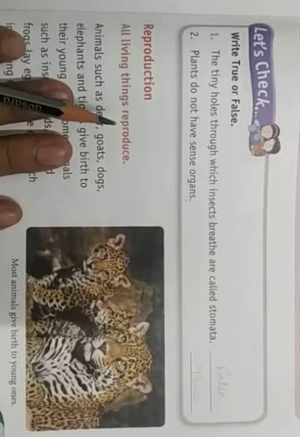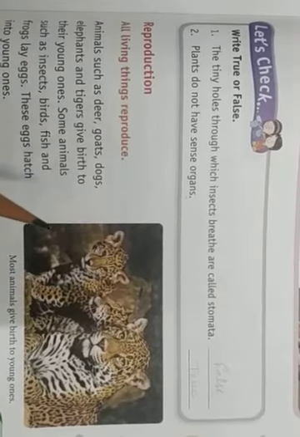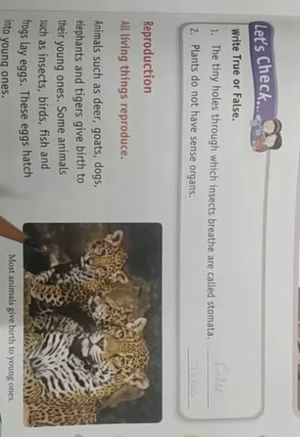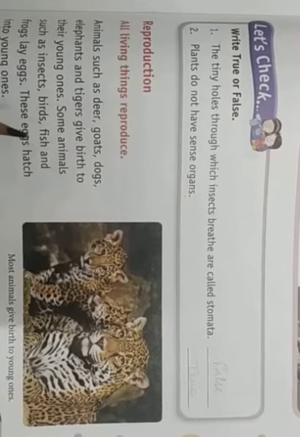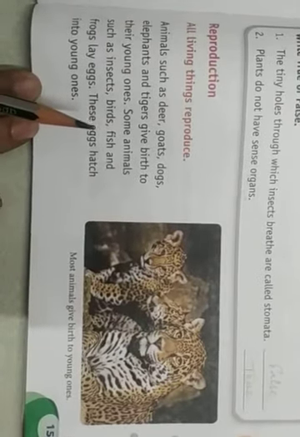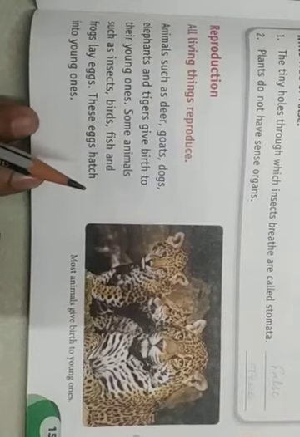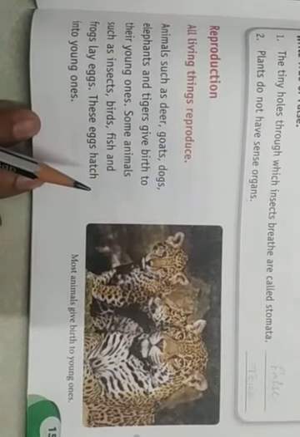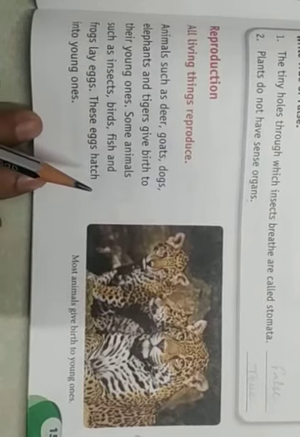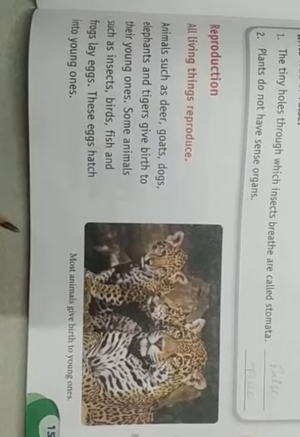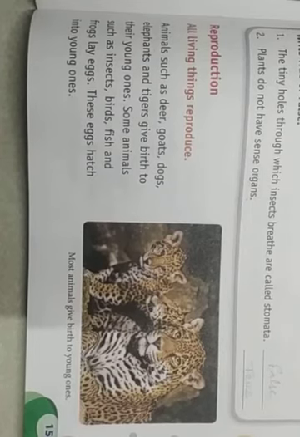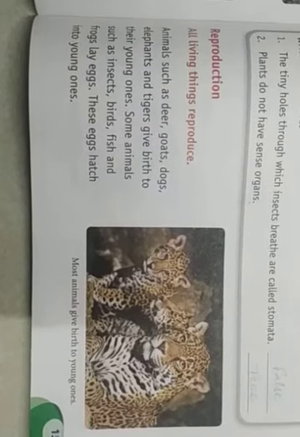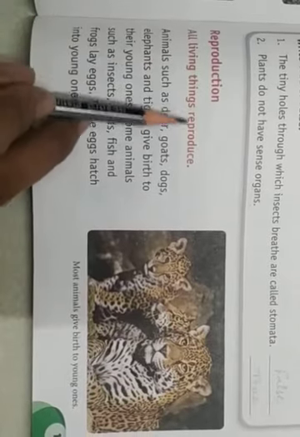That's all about sense organs. All the animals have sense organs. They breathe, they need air, water, sunlight and food. They breathe and they reproduce. What do you mean by reproduce? Producing its own kind is called reproduction. All living things reproduce.